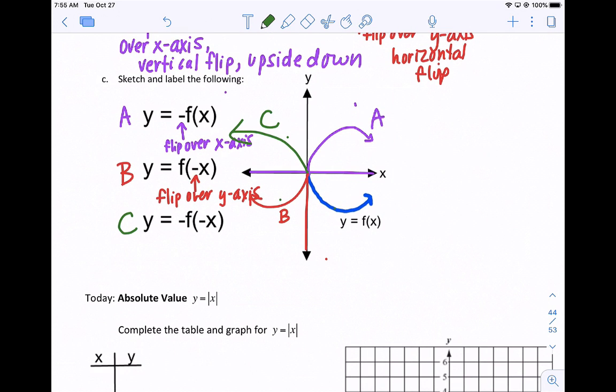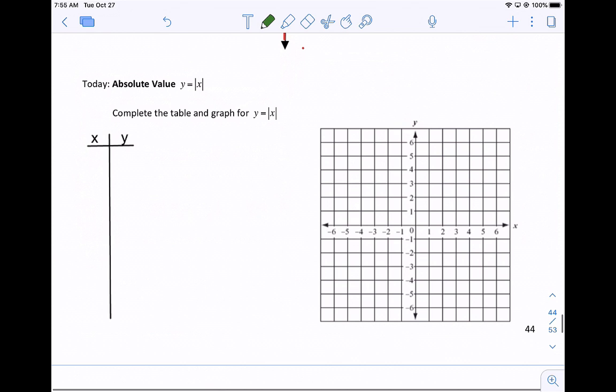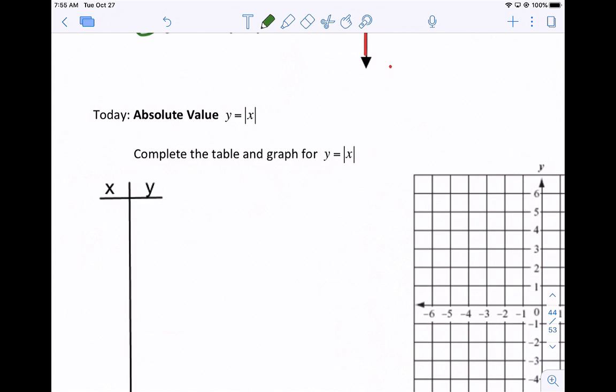So as we've been exploring a new parent function every day, our new parent function today is the absolute value of x. So again, we're going to start with the table, and we'll talk about domain and range of this function, and then we'll take a look at how different shifts play out in this particular parent function. So absolute value of x is distance from 0.